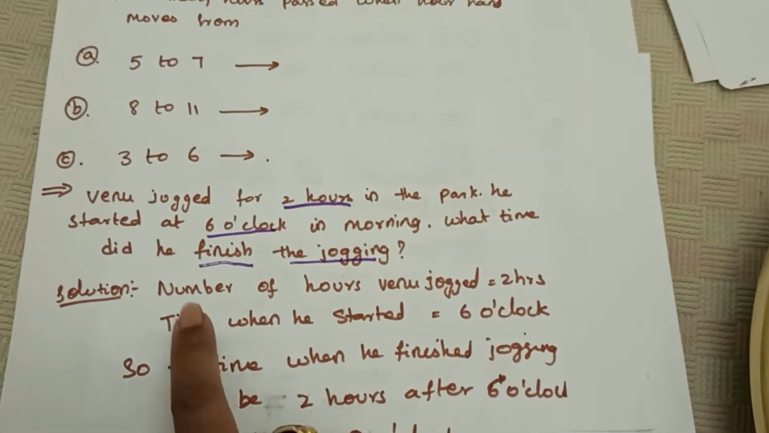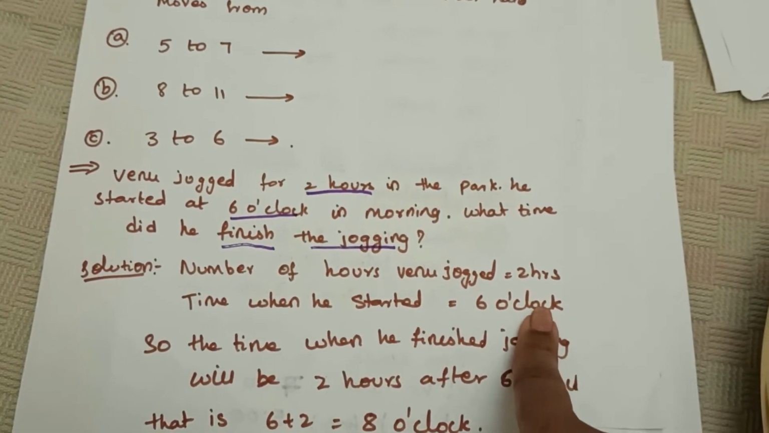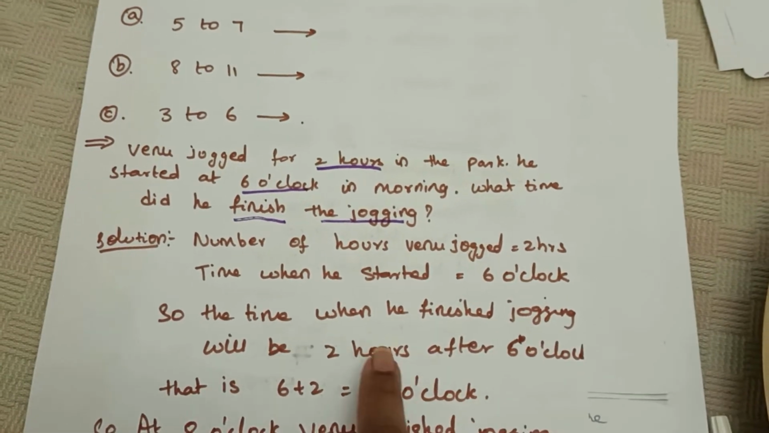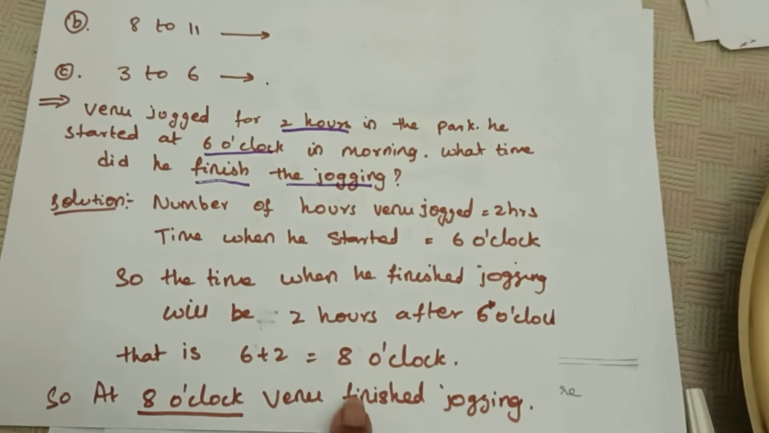So now number of hours Venu jogged is 2 hours. Time when he started is 6 o'clock. So the time when he finished jogging will be 2 hours from 6 o'clock. That is 6 plus 2. So at 8 o'clock Venu finished jogging.